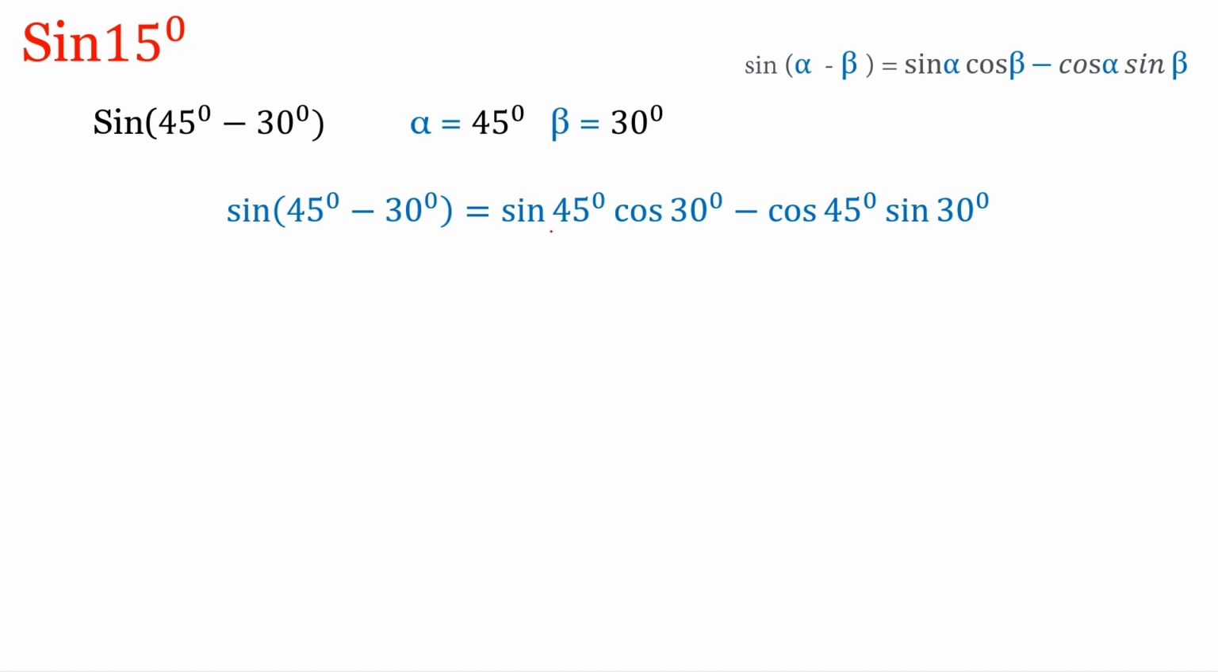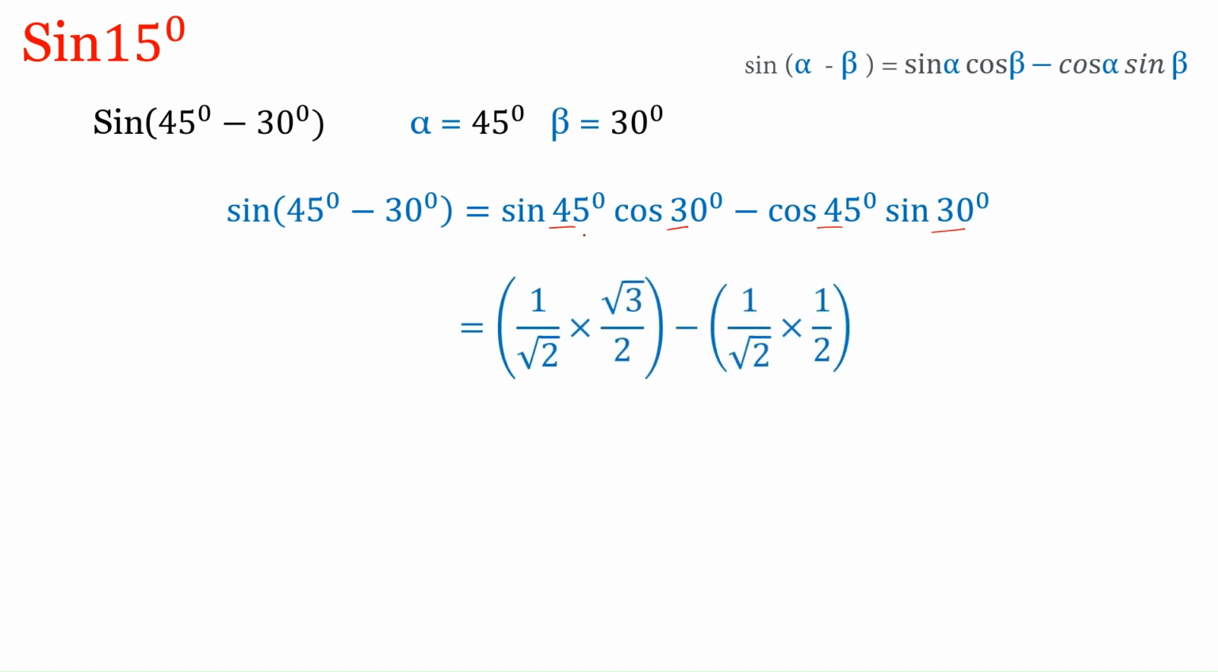Now we know the value of sine 45, cos 30, cos 45 and sine 30 as well. Let us substitute those values here. Sine 45 is 1 by root 2 and cos 30 is root 3 by 2. This is the first term, and then cos 45 is 1 by root 2, sine 30 is 1 by 2. Now after simplifying this, 1 into root 3 is root 3 upon 2 root 2. That would be the value for the first one, and for the second one, 1 into 1 is 1 upon 2 root 2.